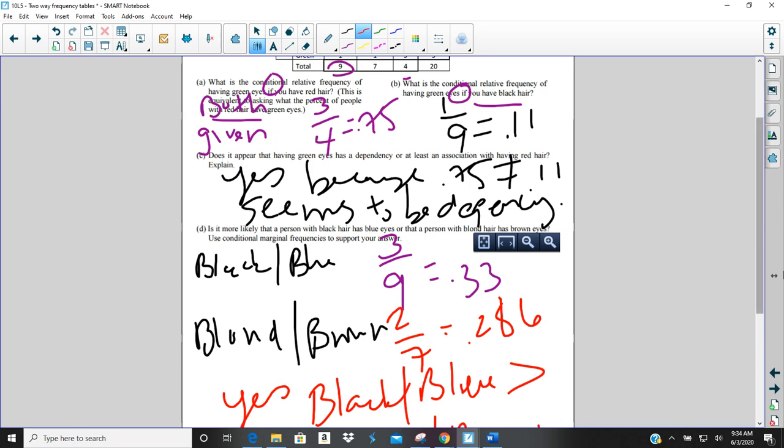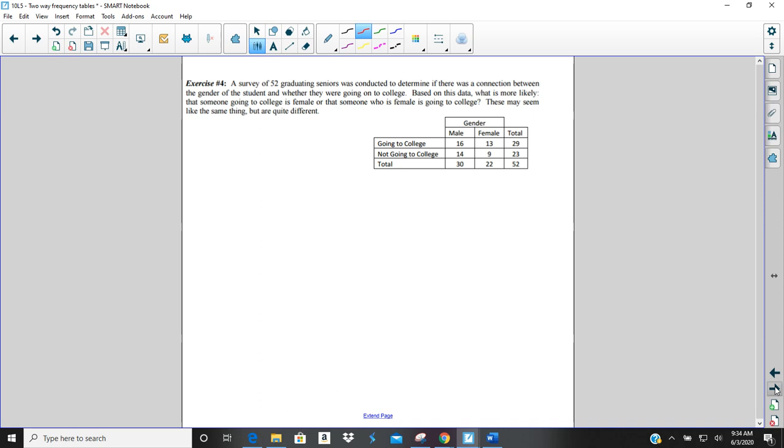Let's do the last question and we'll be done. A survey of 52 graduating seniors was conducted to determine if there's a connection between the gender of a student and whether they're going to college. Based on this data, what's more likely: someone going to college is female, this is our question, or that someone who is female is going to college? Isn't that the same question? It's not the same question, so let's break this down.